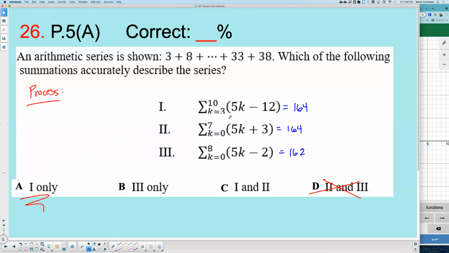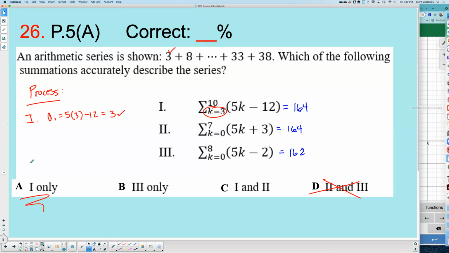Here's the process of sigma. You take the lower bound, and what do you do with the lower bound? You plug it in. So for series 1, I'm going to plug in the 3. A1 would equal 5 times 3 minus 12. Help me out. What is 5 times 3? 15. When you subtract 12, you get 3. Is that what you're supposed to have? Yes, that's good. Before I continue on, I want to see if I can eliminate anything else.